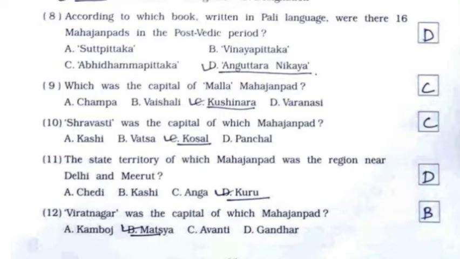10th, Shravasti was the capital of which Mahajanpada? It's option number C, Kosal. 11th, the state territory of which Mahajanpada was the region near Delhi and Meerut? It's option number D, Kuru. 12th, Viratnagar was the capital of which Mahajanpada? It's option number B, Matsya.